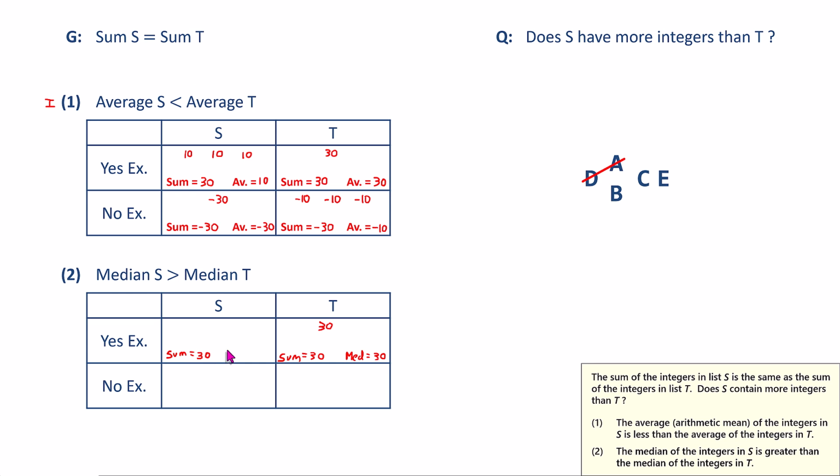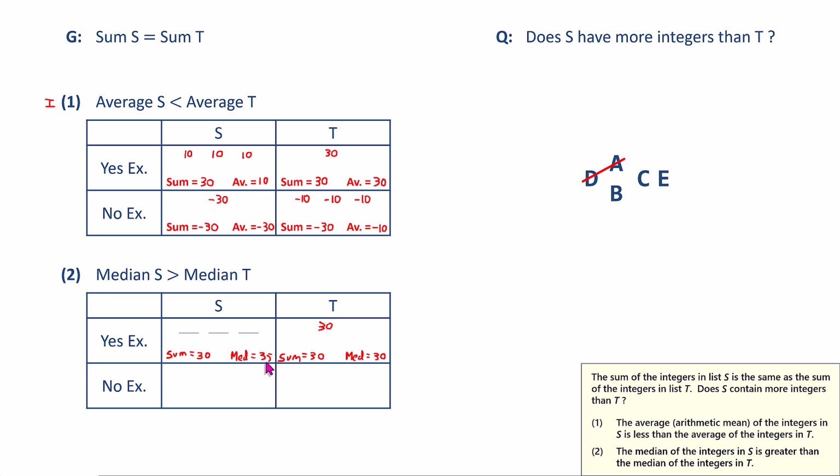As for the median of S, it has to be bigger than the median of T. The median of T was 30, so let's say that the median of S is maybe 35. And finally, the last constraint is that this is supposed to be a yes example, which means that list S has to have more members than list T. So let's follow what we did with statement 1 and say that list S has 3 members.